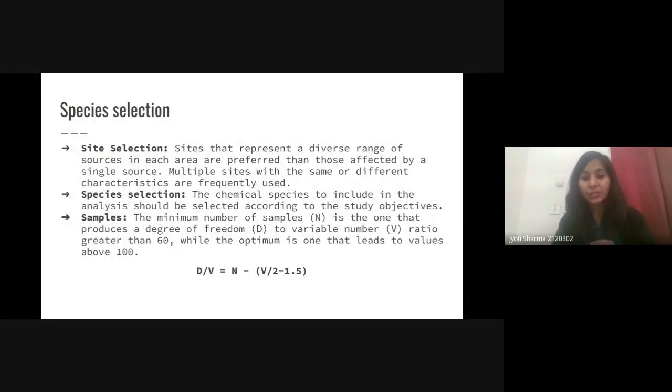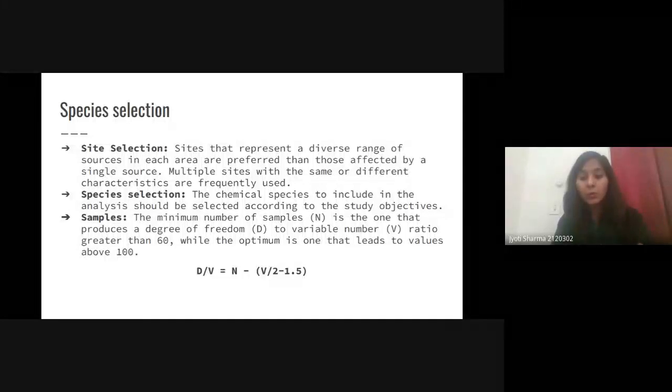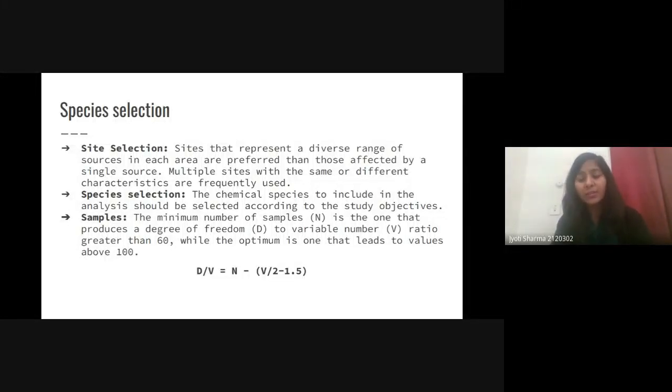Then the species selection. So how many species do you want to take into consideration? It is based on your methodology and your objective. If you want to see the contribution of particulate matter, then obviously you will select particulate matter only. Why worry about carbon monoxide or, let's say, different gases? So this is based on your methodology, your funds, and your objective. Then the sample: how many samples you will collect.